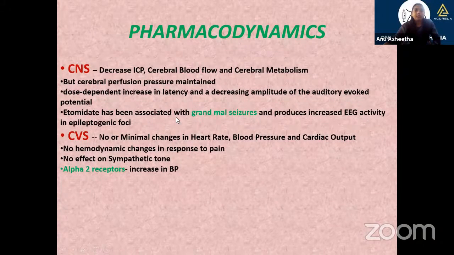Then etomidate has also been associated with grand mal seizures. So epileptogenic foci, it's better to avoid in an epileptogenic focus. Then CVS, no or minimal change in heart rate, blood pressure, and cardiac output. There is no hemodynamic change in response to pain and no effect on sympathetic tone. Hence, used in cardiac surgeries. This is the main property why we prefer etomidate for cardiac patients. In pregnant patients with cardiac disease, etomidate is the most preferred drug of choice.